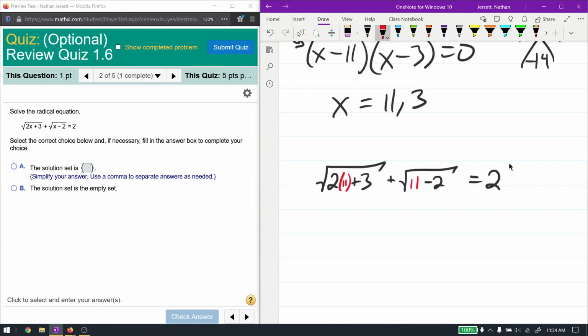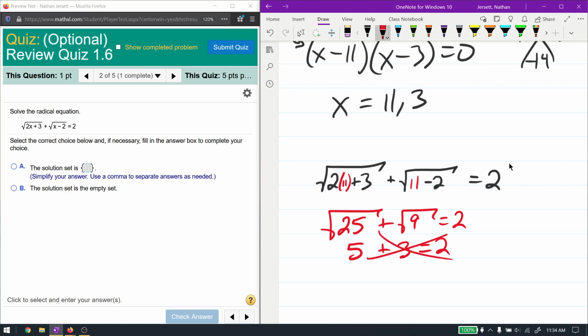Plug in 11 in there. And that gives us, I'll just do it in red, 22 plus 3 is 25. 11 minus 2 is 9. That gives me 5 plus 3. And this is incorrect. 5 plus 3 is 8. So we must exclude that answer.